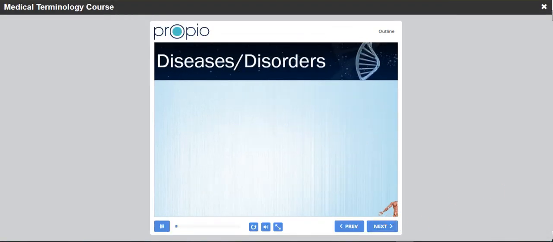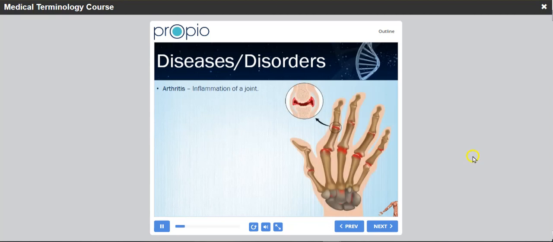Now let's talk about sample diseases and disorders of the musculoskeletal system. Arthritis is an inflammation of a joint. Osteoarthritis is an inflammation of the bone due to wear and tear. Rheumatoid arthritis is an inflammatory disease. The immune system attacks healthy cells in the body by mistake, causing inflammation, in this case painful swelling, in the affected parts of the body.